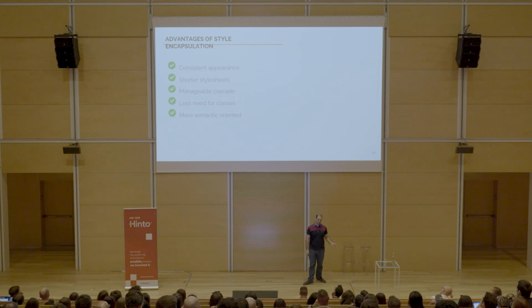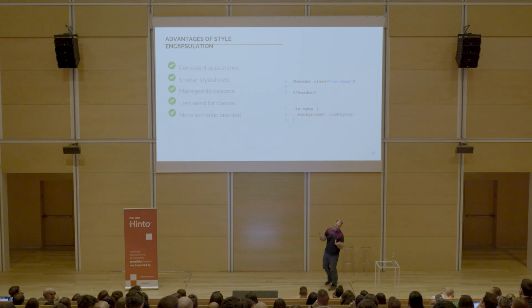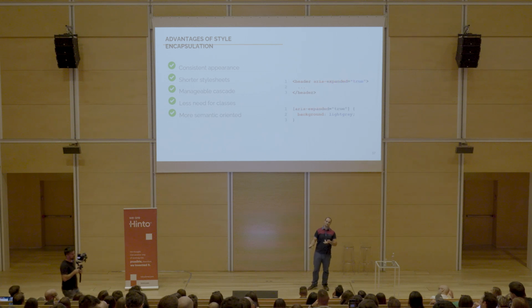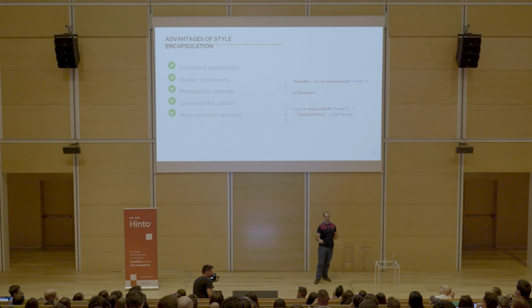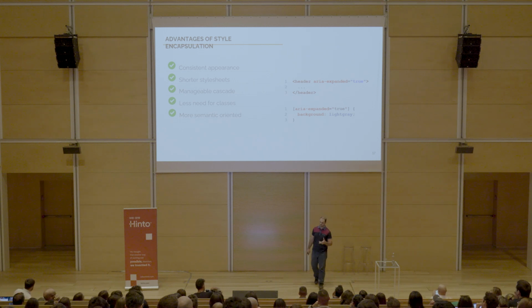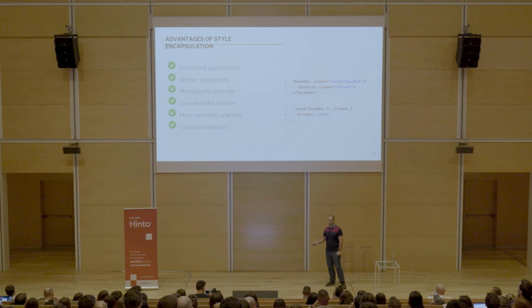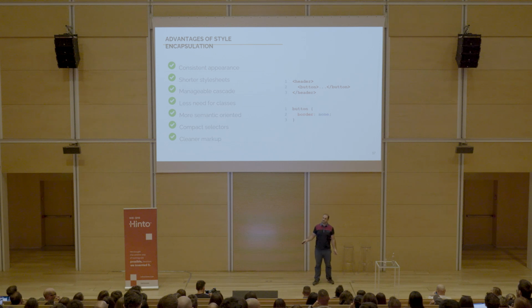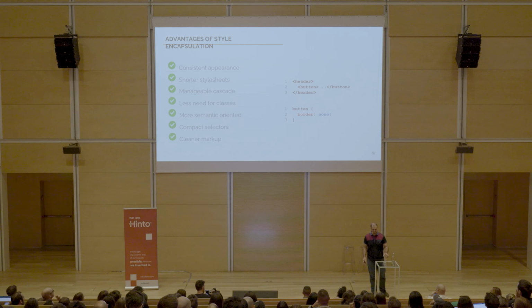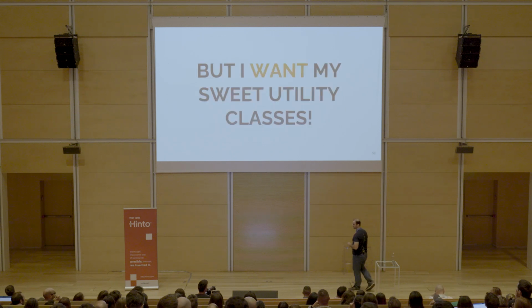And also, we can push to write more semantically oriented style sheets because instead, again, of using classes, we can use, for example, ARIA attributes because they are used right there and nowhere else. So we can do this, it's clearer. And also, we have compact selectors. Of course, we don't have basically any need to use descendant or direct child selectors, and so on. So we can just write this. This leads also to cleaner markup. There are very, very many advantages of style encapsulation.